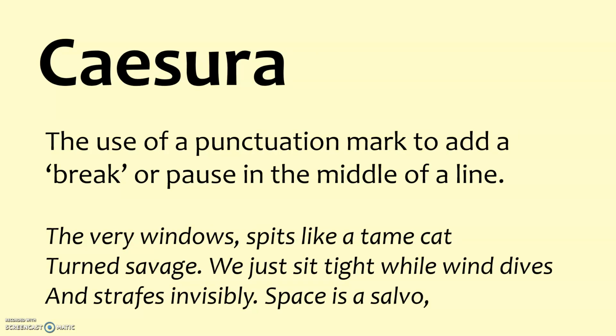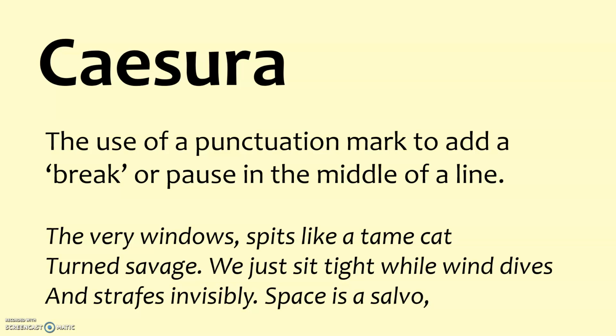Caesura is the next one to have a look at. Caesura is the use of punctuation marks to add a break or pause in the middle of a line. So the example I've got there, which I've taken from a GCSE poem, Storm on the Island: "The very windows, comma, spits like a tame cat turned savage, full stop." Those first two lines there both have examples of caesura. The pause from the comma and the pause from the full stop are both breaks in the middle of lines, not at the end. The next sentence continues on to give you another example with the full stop on the last line as well.